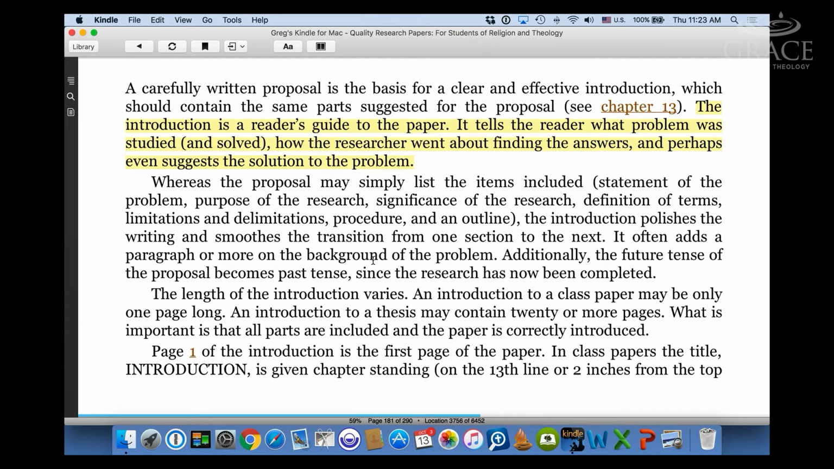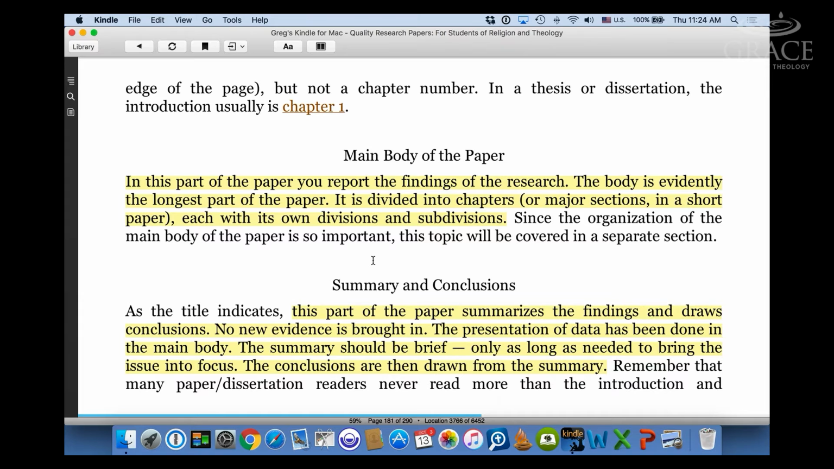It's a reader's guide to the paper. It tells the reader what problem was studied and solved, how you went about finding the answers, and perhaps even suggests a solution to the problem. I'm okay with, in the introduction, going ahead and stating your conclusion. If you state it in the introduction and you state it in the conclusion, then it's clear to the reader where you stand. In the main body, that's the presentation of the findings. It's the longest part of the paper, and it's divided into sections and subsections.